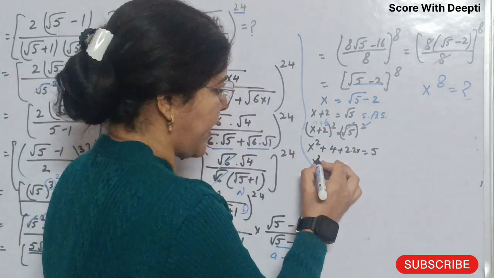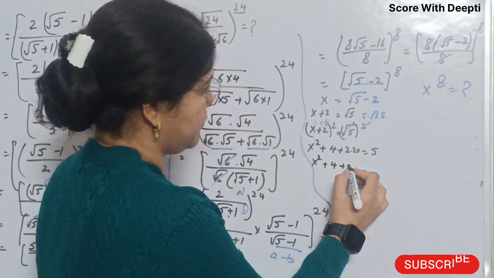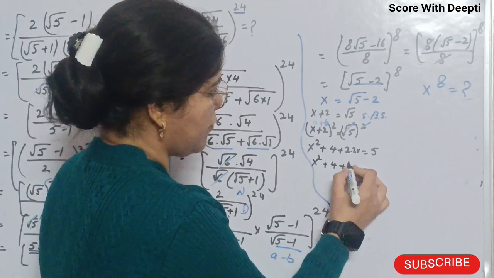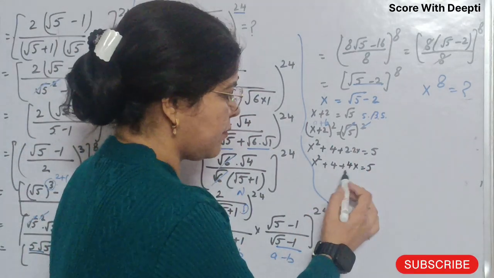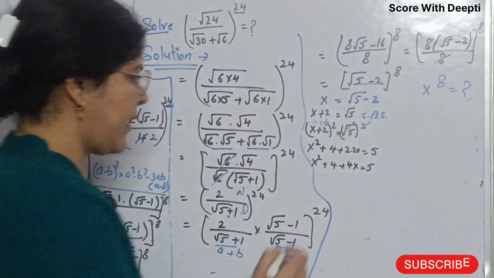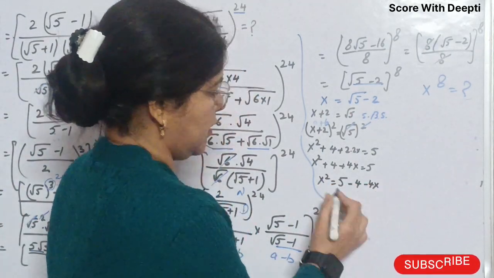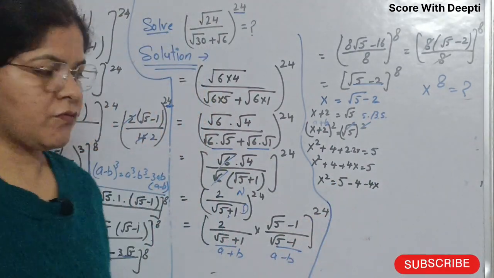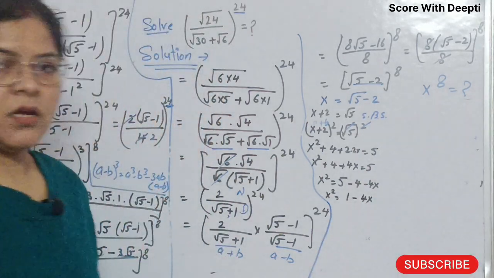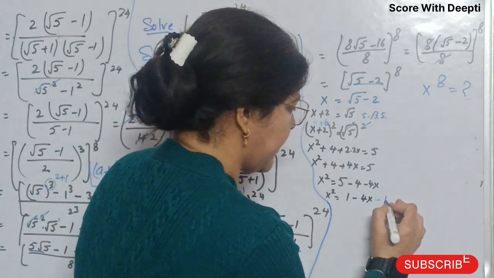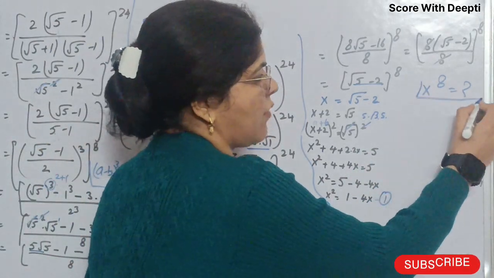Next we solve this and get x square plus 4 plus 4x equal to 5. Next we move this term to the right hand side, and we get x square equal to 5 minus 4 minus 4x. These are in plus form, here we write in minus form, and we get x square equal to 1 minus 4x. Now this is the first equation, and here we get the value of x square. Now we have to find the value of x to the power 8.